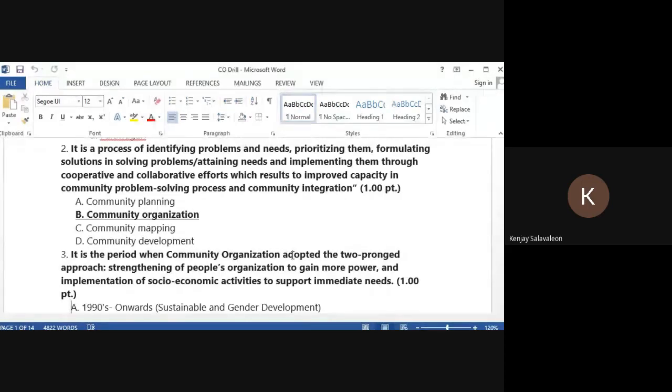Pag sinasabi naman nating Perlman and Gurin, yung sa kanila namang definition is, it is a process of finding solution to a social problems by redistributing resources. I-highlight nyo na lang siguro yung process of finding solution. Remember that Perlman is also the proponent of the problem-solving process. Okay, so para hindi kayo malito, finding solution to a problem. Perlman and Gurin.